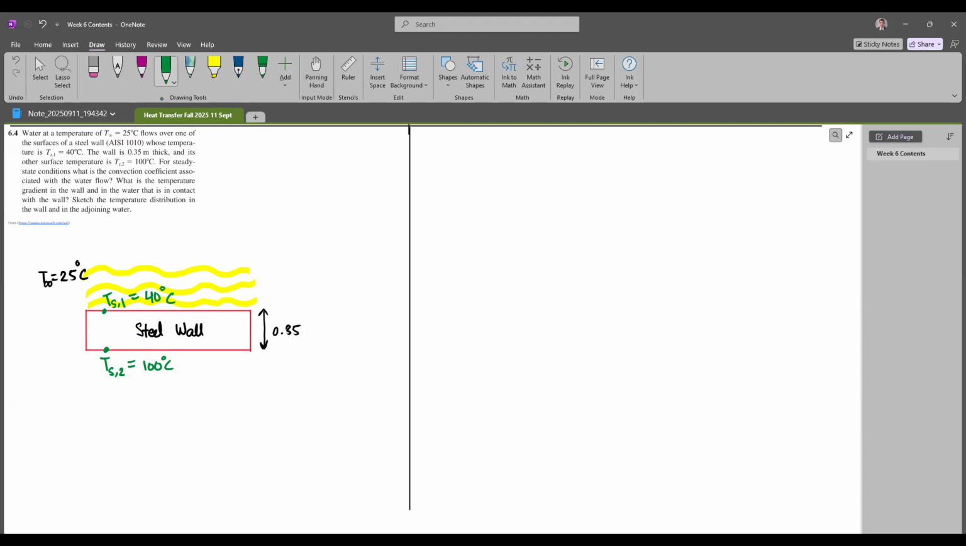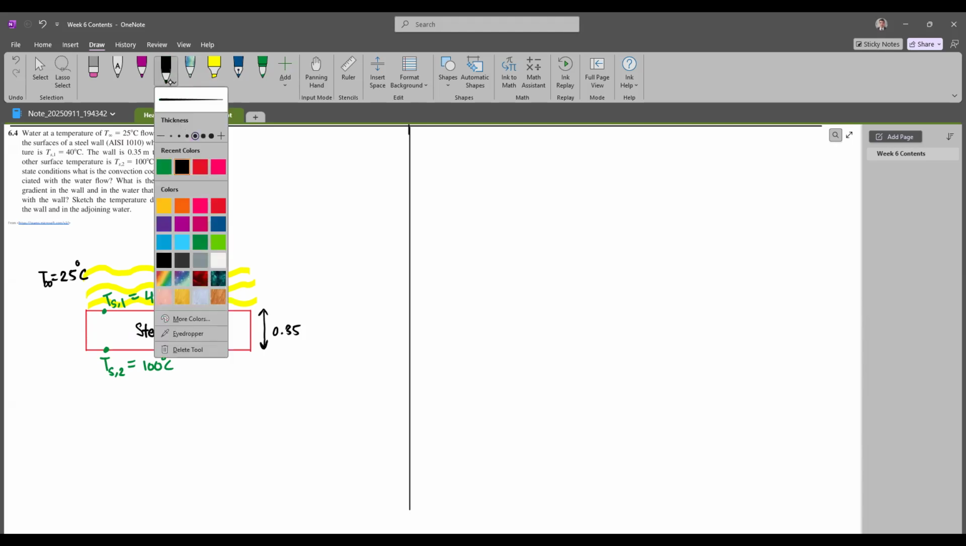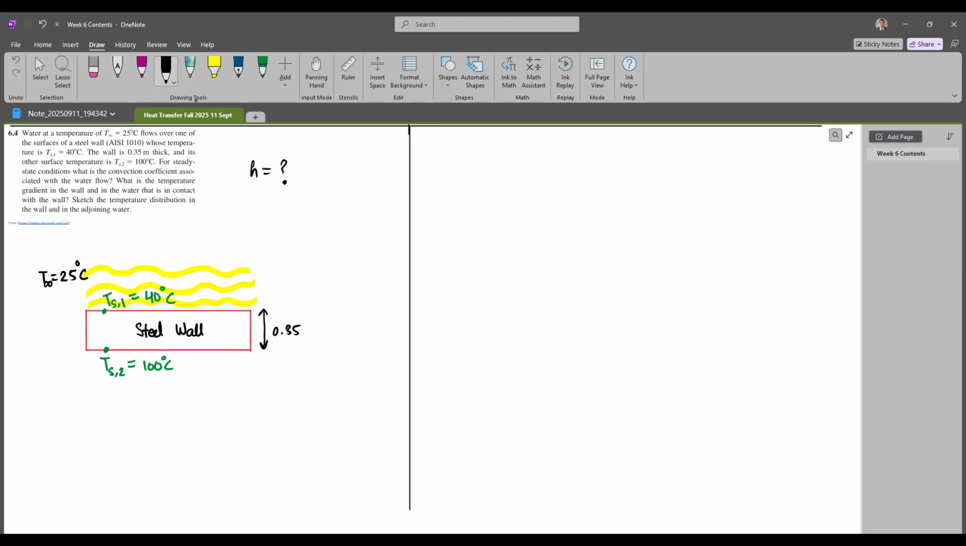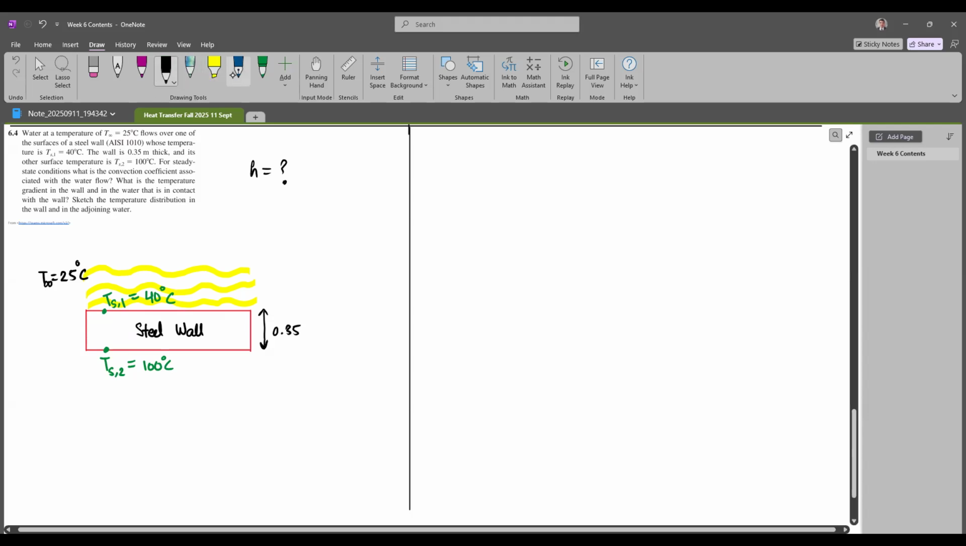Okay, for the steady state conditions, what is the convection coefficient associated with the water flow? So you need h. One thing which they are asking for is h. And what is the temperature gradient in the wall and in the water that is in contact with the wall? Sketch the temperature distribution in the wall and in the adjoining water. Okay, a lot of things. Never mind. So we'll take a tiny surface here.